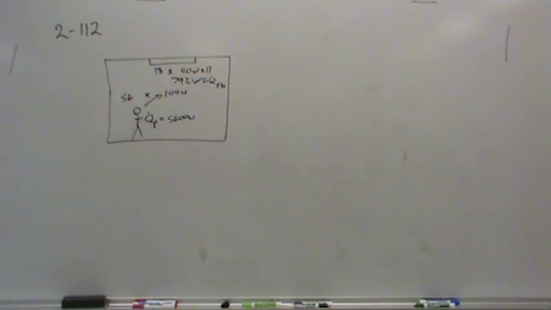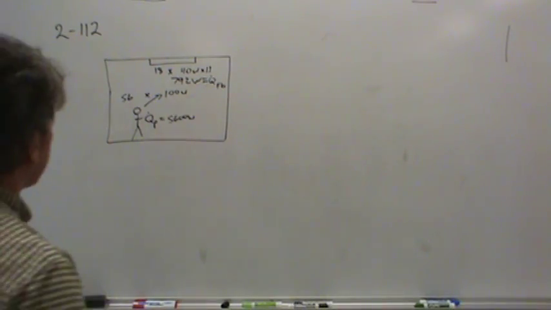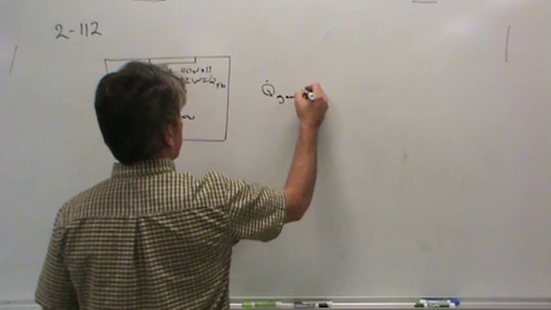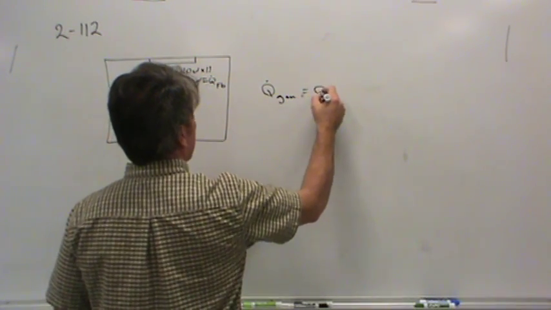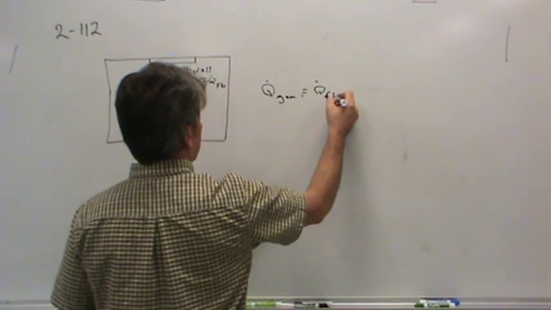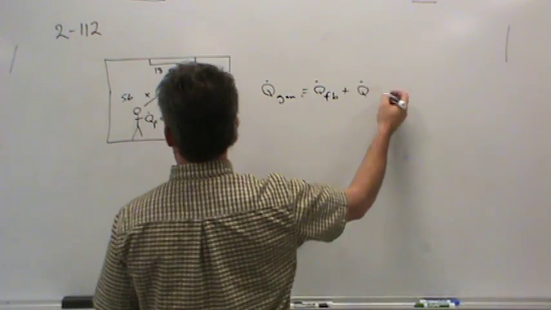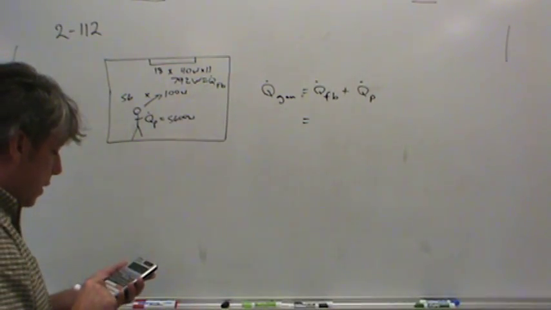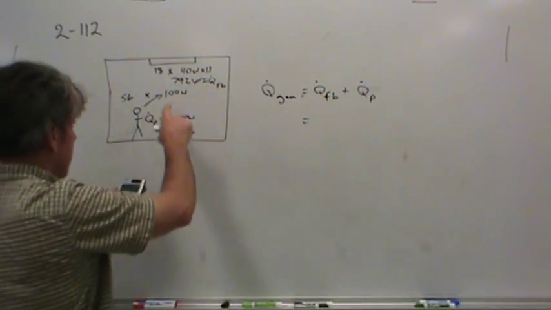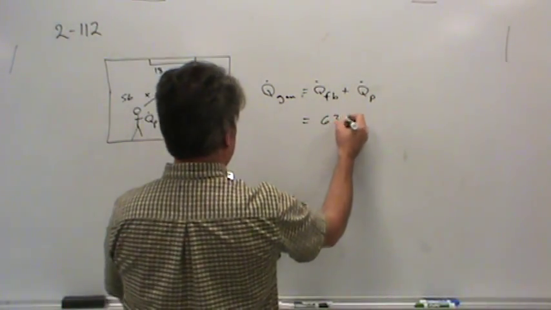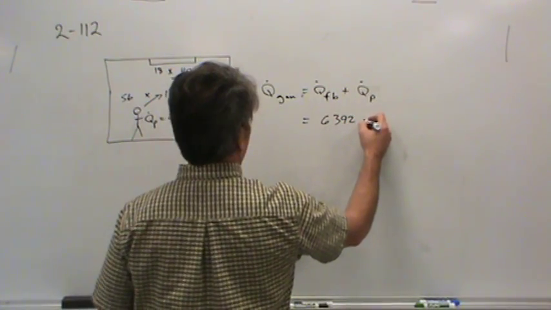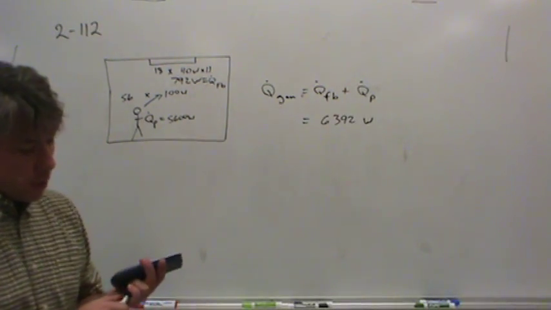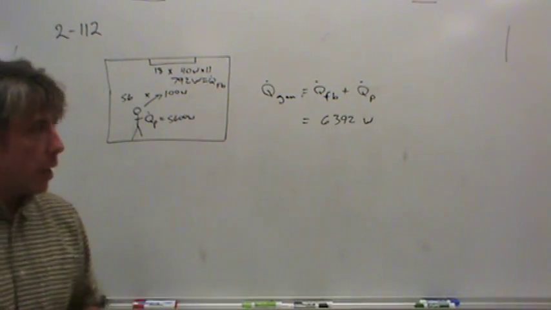determine the rate of internal heat generation in this classroom when it's fully occupied. So basically, the internal heat generation is just what is generated by the fluorescent bulbs and what's generated by the people. So if we just add those two together, 5,600 plus 792, then this is 6,392 watts, or 6.392 kilowatts. Almost 6,500 watts.